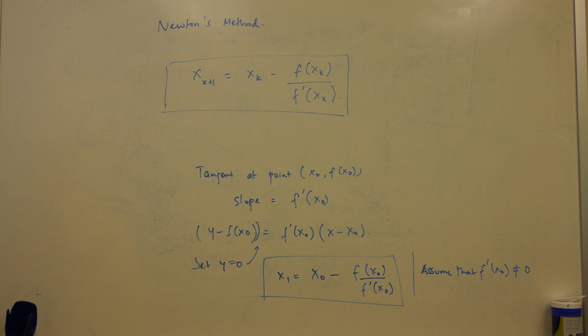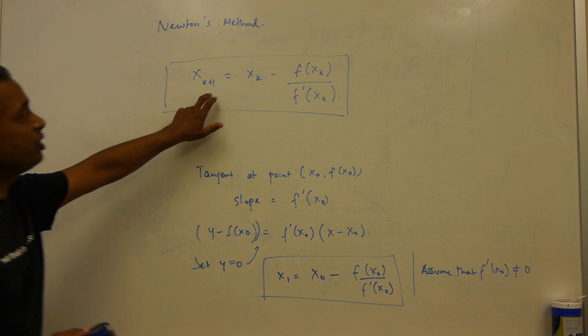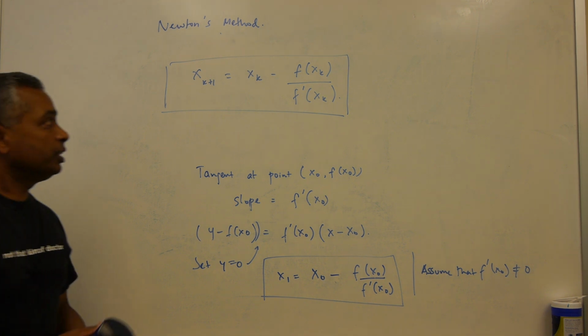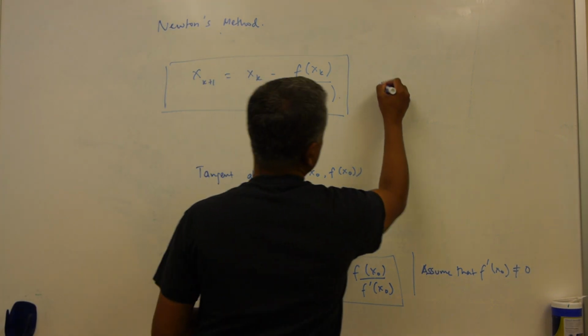All right, so it turns out that this recurrence was actually first given by a gentleman by the name Joseph Raphson, and for this reason, this is sometimes also called the Newton-Raphson method.